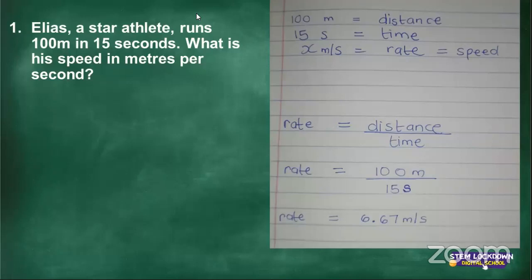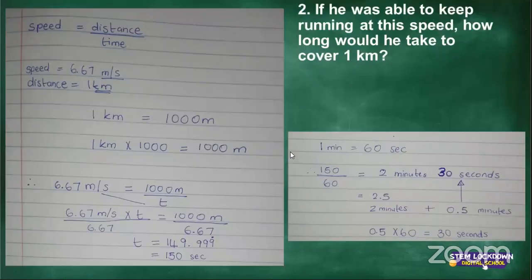Okay, thank you for the responses. Next part. If he was able to keep running at this speed, how long would he take to cover 1 kilometer? We have worked out the formula, which was speed equals distance over time. But that's not very important right now. This formula is not very important. The most important thing is you need to know where to substitute which value. So fine, we've worked out the speed, which was 6.67 meters per second. And then they are asking us how long would he take to cover 1 kilometer if he's maintaining the same speed.